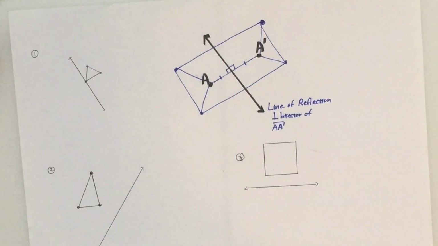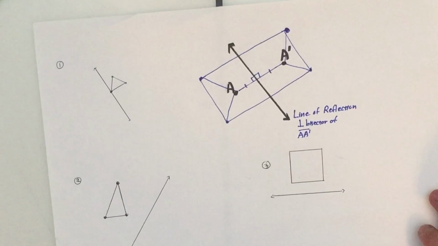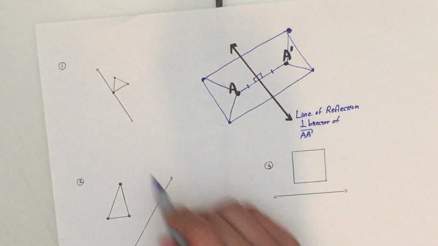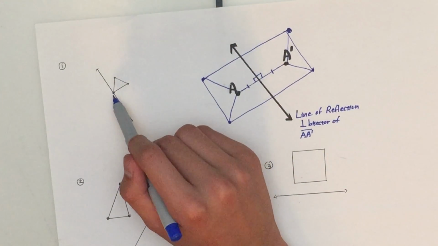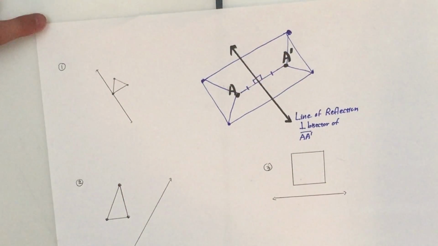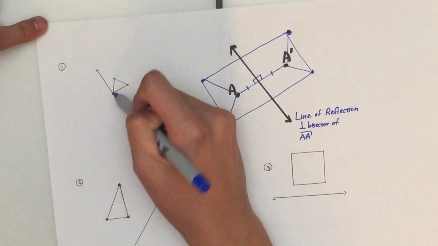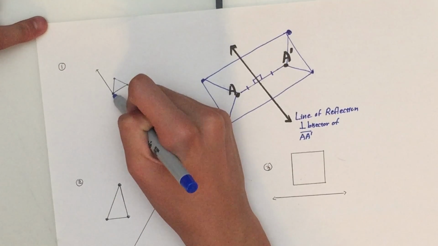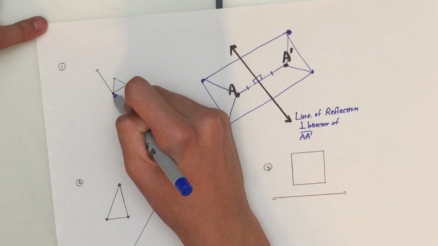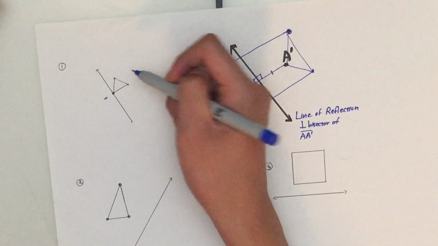So let's do some practice problems. The first one brings up a question: what if one of the pre-image points is on the line? That question is actually pretty simple. The image point will also be on the line, since you don't have to move it anywhere. You don't have to reflect it across. So let's work with the rest.